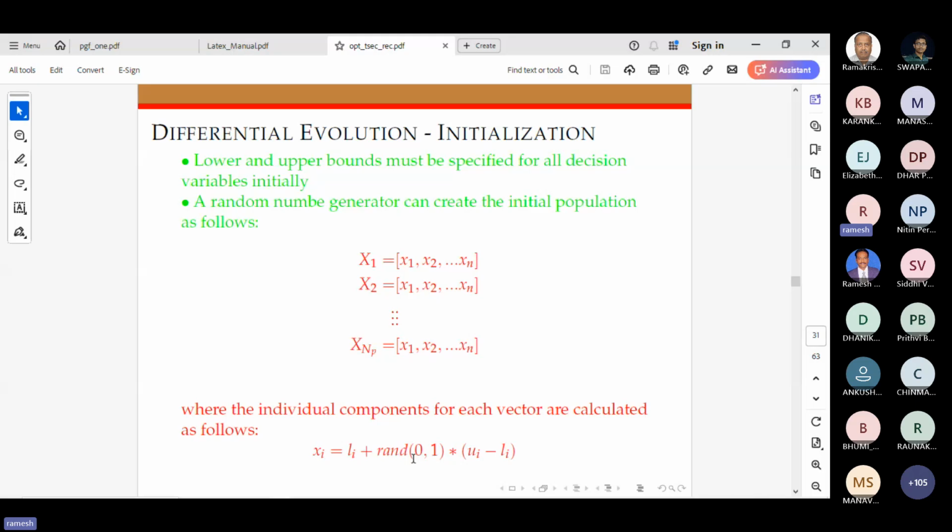That is a random number generator. It multiplies the difference between the upper limit and the lower limit, and then it adds to the lower limit. That's how the one value of one decision variable is calculated. This is repeated for all the decision variables, n number of decision variables. Put them together, you will get this one vector. This has to be repeated NP times. After you create all these NP population members, then you go through a similar set of operations.